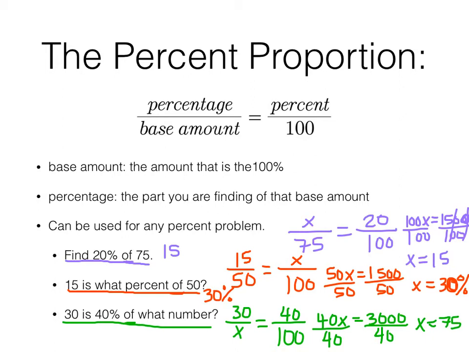Now look, had I gotten 750, I should have known very quickly something is really wrong. Because 30 is 40% of what number? 40% is almost half. 30 is definitely not almost half of 750. So can I make just that 750 go away? No, I can't. Sorry, kind of messed that up.